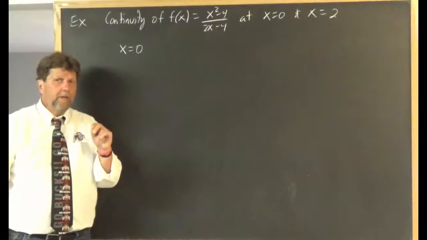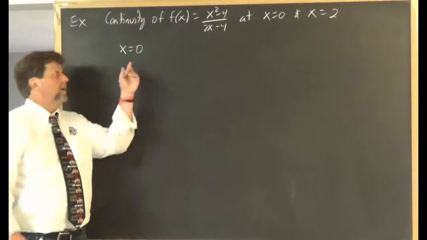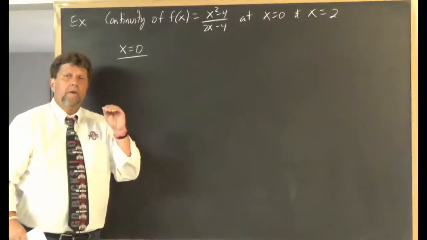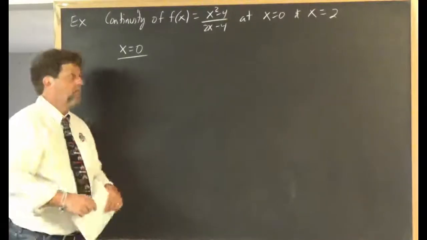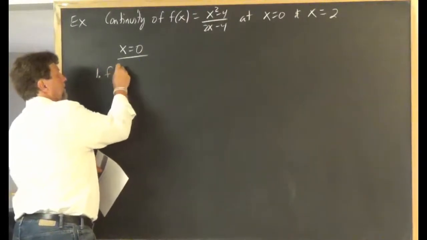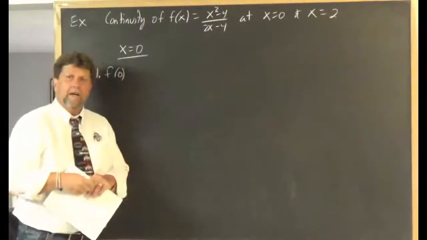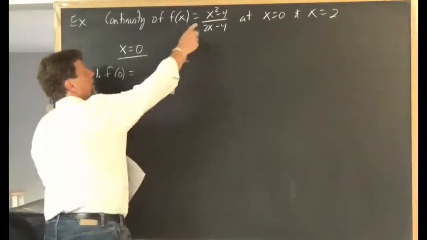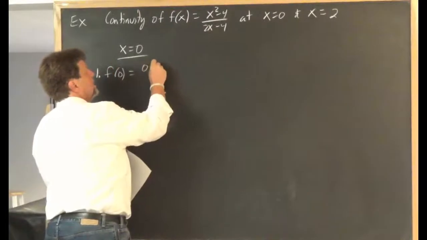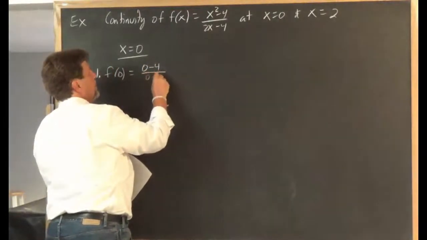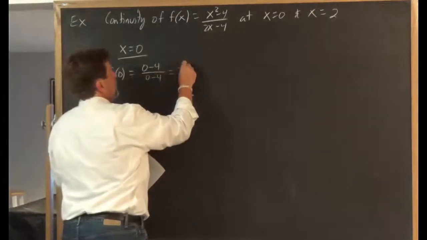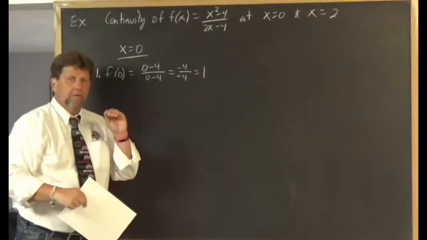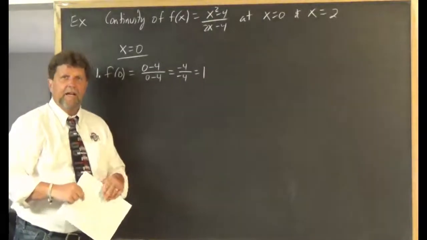Now remember, to be continuous at x equals 0, three things must be true. Let's go through those three things one at a time. Thing one, f of 0 has to be defined. So let's see if f of 0 is defined for this function. We put 0 in for the x's, and we get 0 minus 4 over 0 minus 4, which is negative 4 over negative 4, 1. So f of 0 is defined.